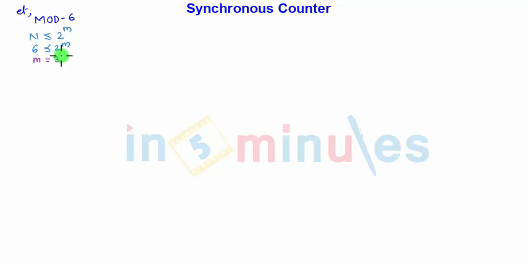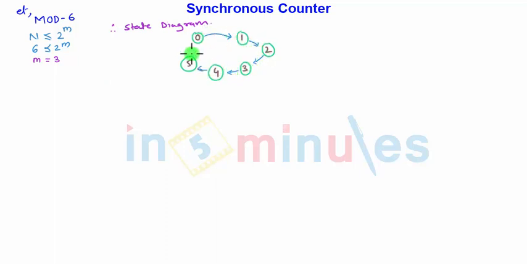We know that there are 6 states, so let us go to the state diagram. Here is the state diagram in which there are 6 states, 0 to 5, and 0 goes to 1, 1 to 2, 2 to 3, all the way until 5 goes to 0. Now you see there is a closed path, so we need to set a reset state. Let us assume that 0 is going to be our reset state, so whenever I give a clear pulse, all the flip-flops will be set to 0, and the output will be 0.